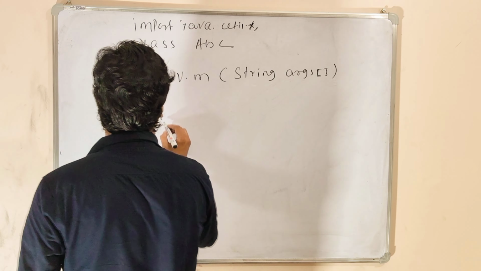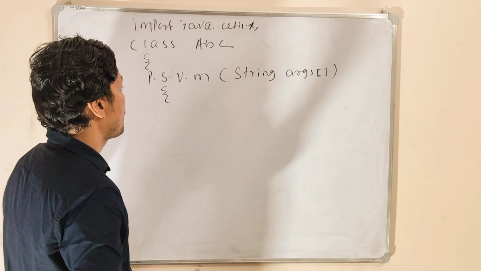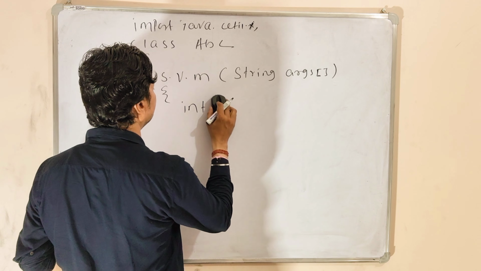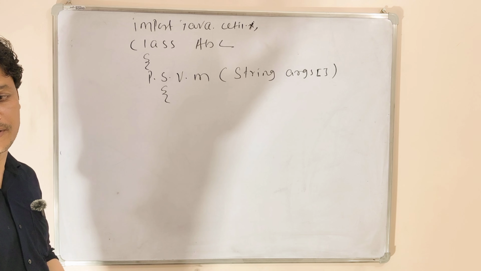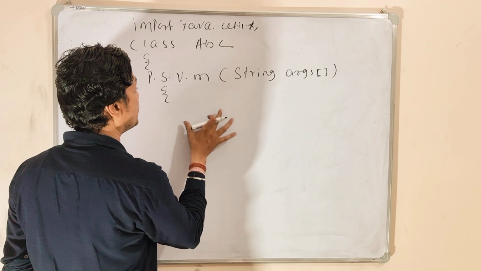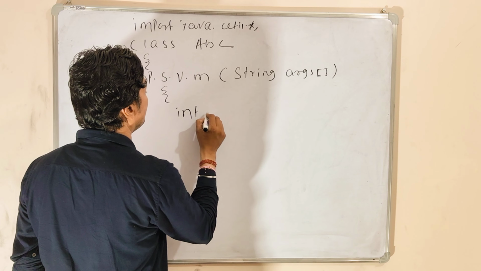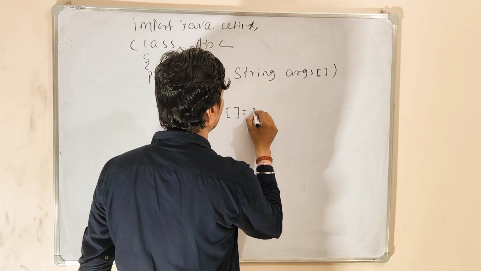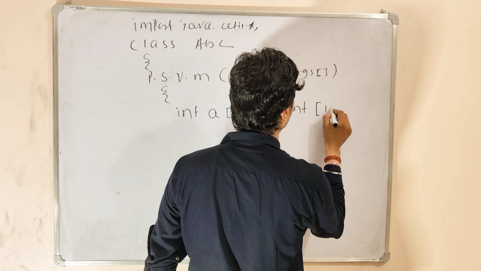Then, sir, a variable: int p. Why p? Sir, anything we can take, to test the condition. Okay. First we need to create the array. Create one array: int a[] = new int[10], suppose 10 elements.